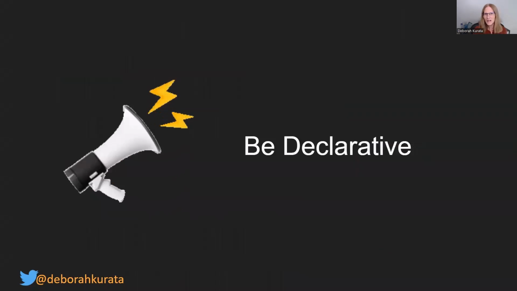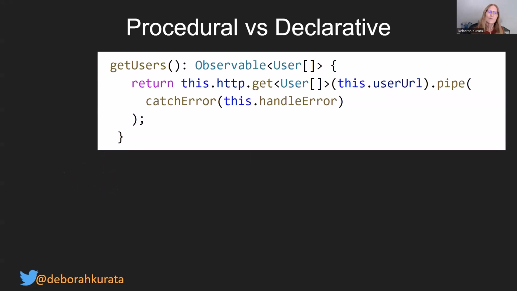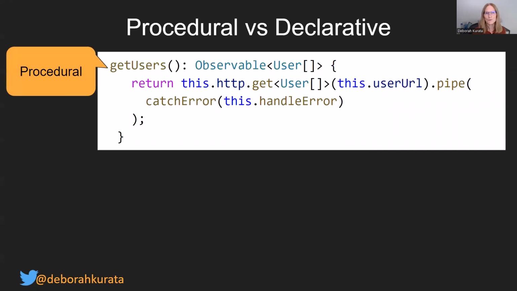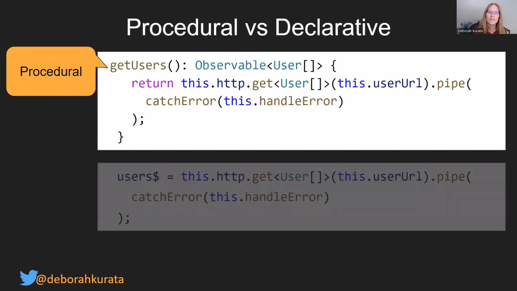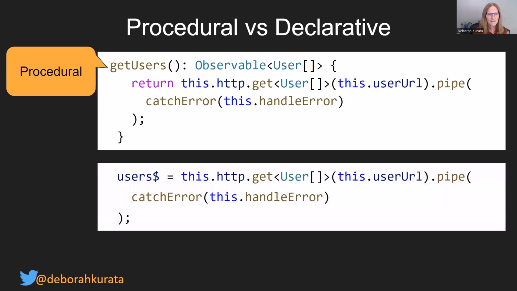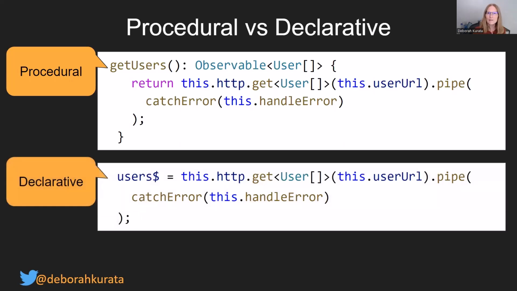My first best practice today is be declarative. What do I mean by that? When we learned how to do RxJS, we learned a procedural approach. We create a function, and that function returns our observable. We could instead make it declarative. We do that by declaring a variable and assigning it to our HTTP GET. That variable then holds our observable.